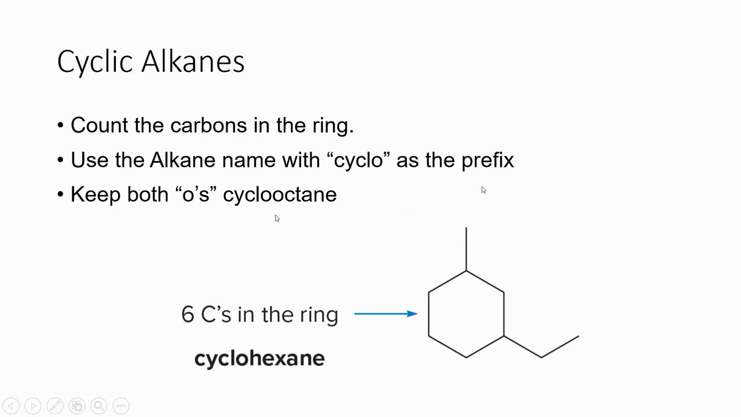What groups do we have on this cyclohexane? What's this group? Yeah, this one's methyl, and what's this one? Ethyl, good. We have a 2 carbon ethyl group and a 1 carbon methyl group.